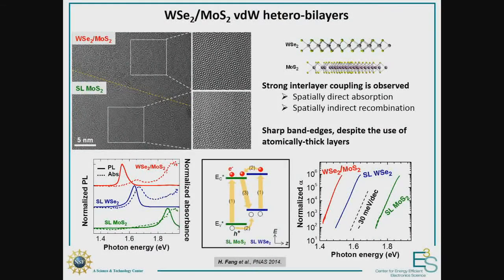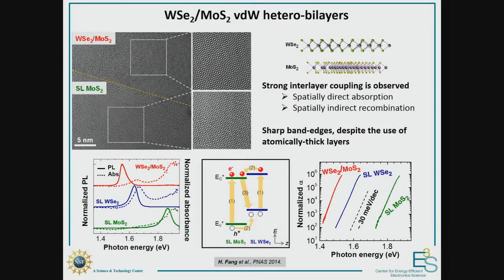It's a clean moire pattern, which means that at least within the region, the area that you're resolving under TEM, you have a very clean interface. The moire pattern is coming about because you do have an angular rotation between the two materials, and also they have different lattice constants. We studied the various properties of these heterobilayers.